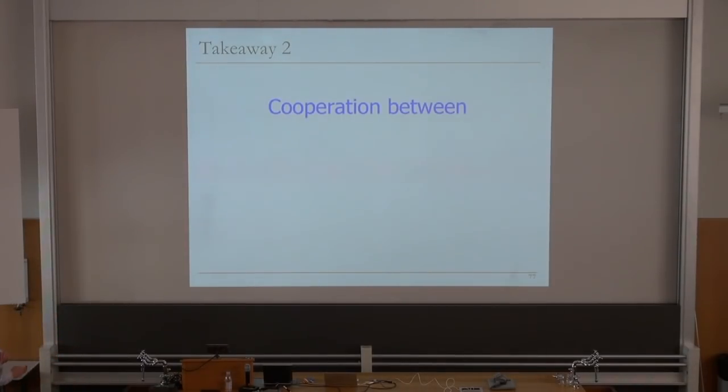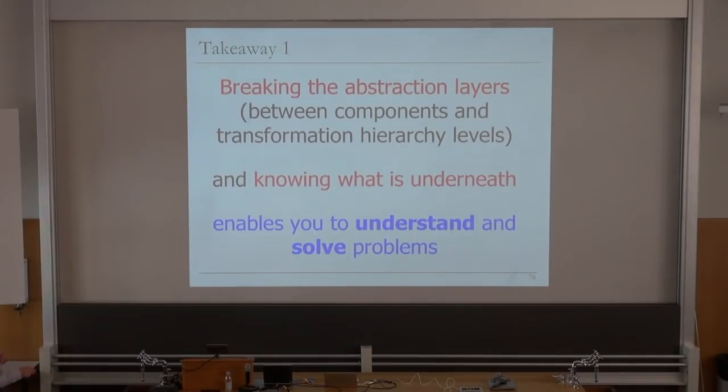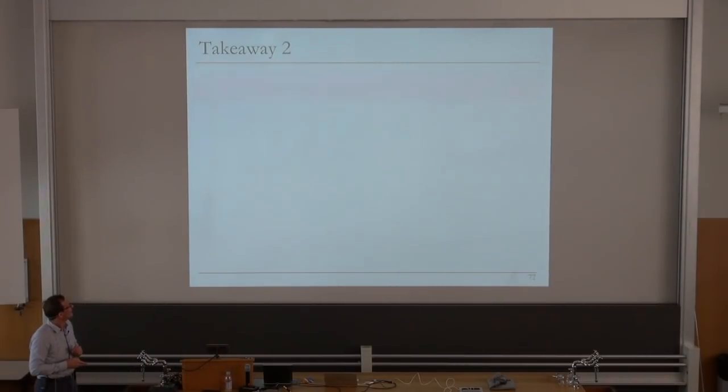Okay, takeaway two is, we break the abstraction layer, so this enables you to understand and solve the problems. If we didn't know how the circuit behaved underneath, we would never be able to develop something like this. Right? If you didn't know, for example, some pages are not allocated, and we should break the barriers such that we could communicate that information into the memory controller, you couldn't solve some of that problem. Any questions?